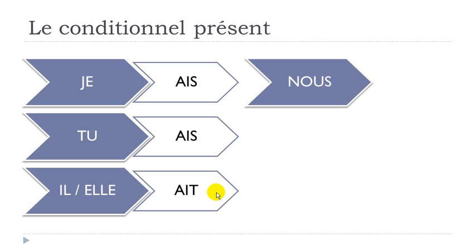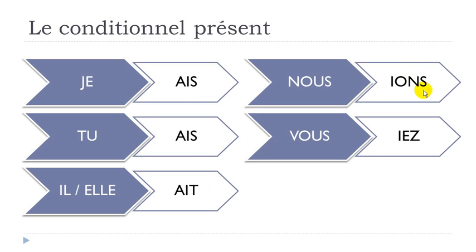So now let's see nous, and nous goes like I-O-N-S, okay? And it should be pronounced ion. Remember, final S is not pronounced. Ion, okay? Then for vous, it goes like I-E-Z, and it goes like ye, okay? Remember when you get this I before, it goes like ye, okay?